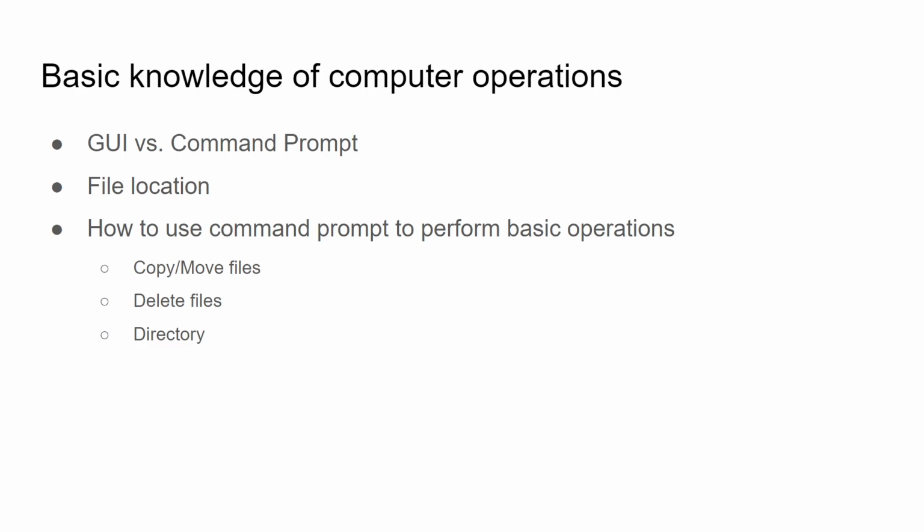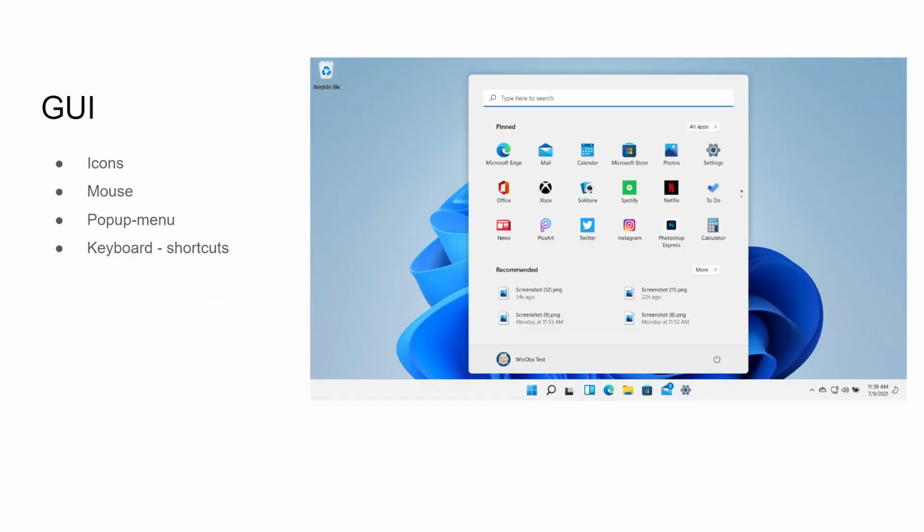So in order to do the computer operation, you should have some basic knowledge that the computer has a GUI, graphic user interface, and command prompt. Every time we need to work with the computer, we need to have a file location, and then in the command we're gonna put that file location. Today we're gonna try very simple stuff: how to copy, move the files, delete the files, and then what is the directory.